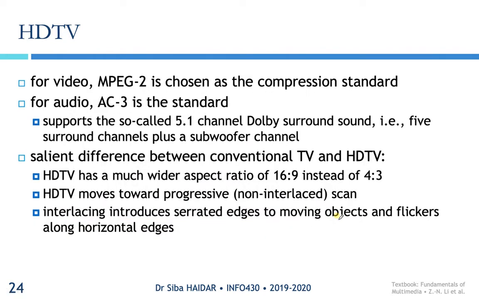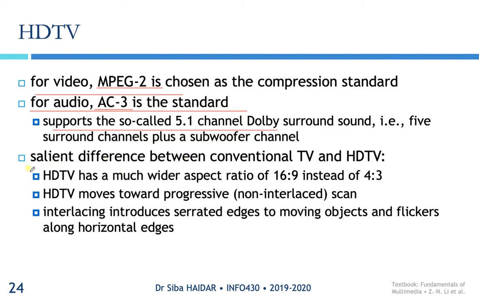We continue with the HDTV, and we say that for video, MPEG-2 is chosen as the compression standard. So when the HDTV came, we studied the video compression. And for audio, because remember, the video signal contains also audio, not only moving image, we chose the AC3 standard that supports the so-called 5.1 channel Dolby surround: 5 surround channels plus a subwoofer channel.